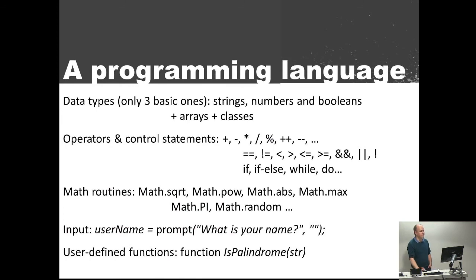Okay, so in terms of data types, you only have three basic ones: strings, number, and booleans. So you can see that compared to a language like Java, it's very limited. You don't have the difference between integers and floats, for example. You have all the standard operators, control statements. You have all the basic math routines. You have a means to ask the user to enter some values. And then you have functions that you can call.